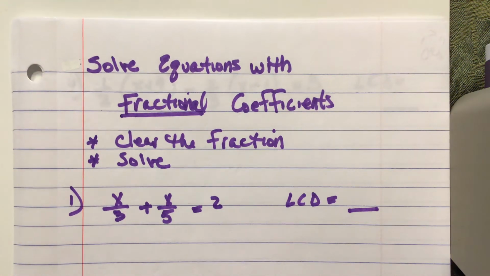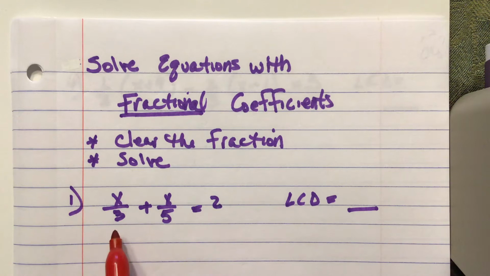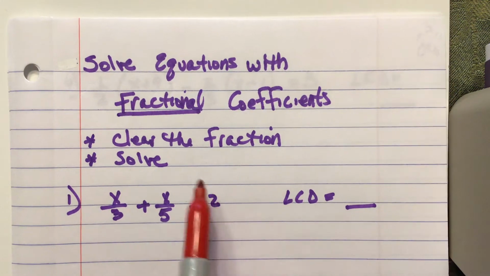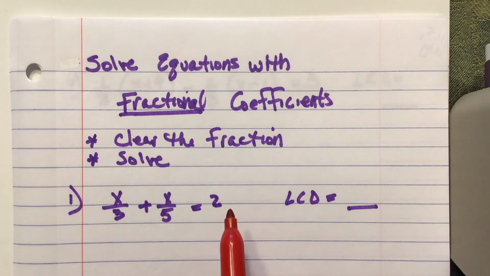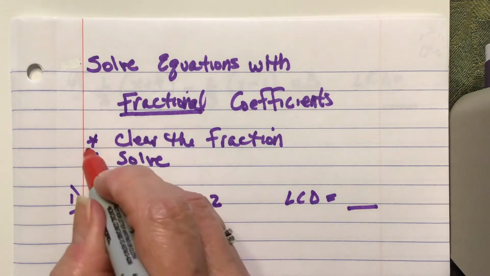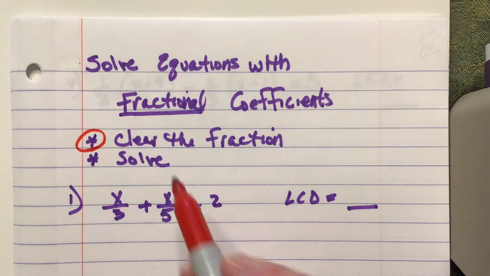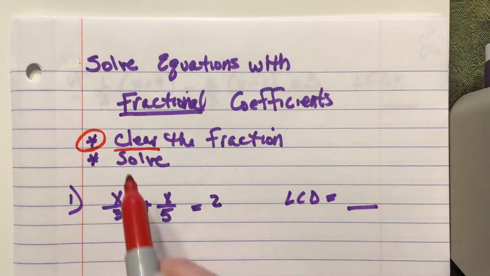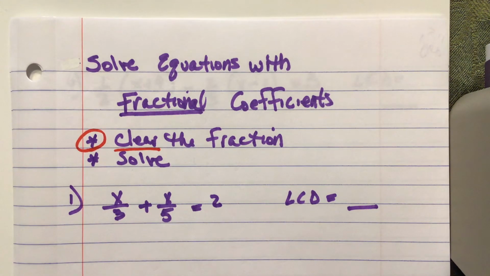So today's lesson is we need to solve equations with fractional coefficients, which means we're going to have a problem, such as this one here, where we have some fractions and we have variables in an equation that we need to solve. So this is x over 3, this is x over 5, this is 2, which is also 2 over 1. So we're going to figure out how to solve an equation that has fractions in it. And how we're going to do that is we're going to clear the fraction. We'll explain what that means, and then we can solve.